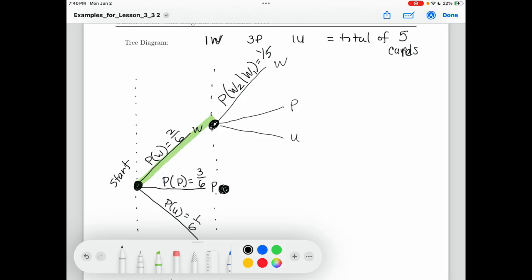Now looking at picking a pirate the second time, the probability of choosing a pirate second, given that we already picked a witch: if I look at what's left in the hat, I know that I already picked a witch, so we're down to 1 witch card, but we still have all 3 pirate cards. So this is going to be 3 out of 5.